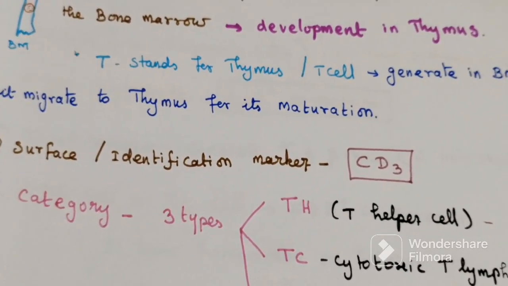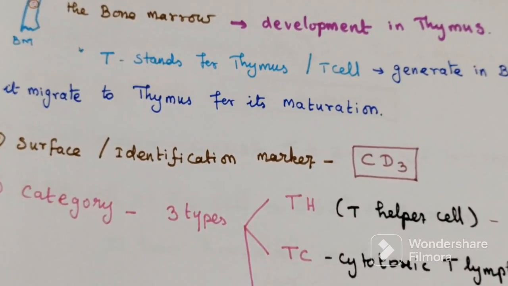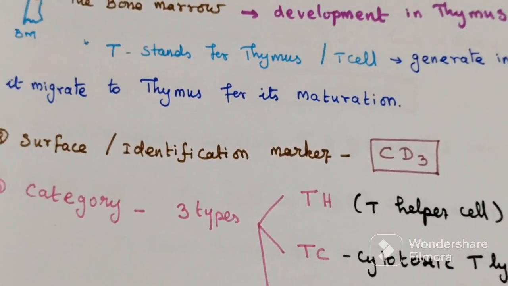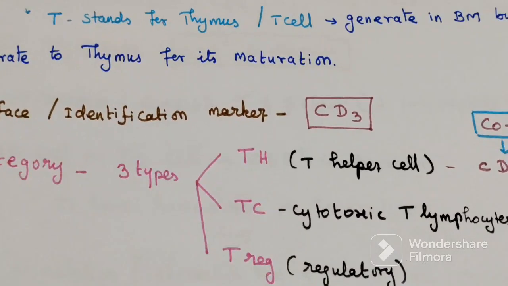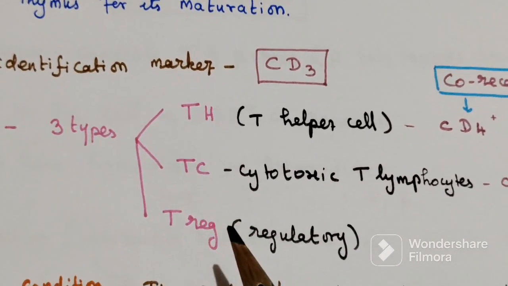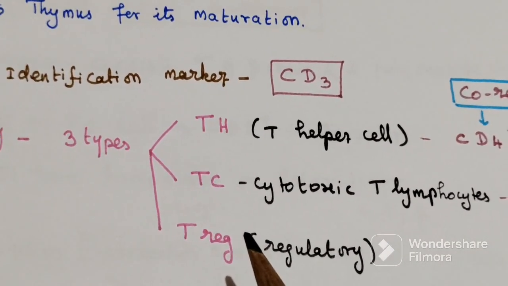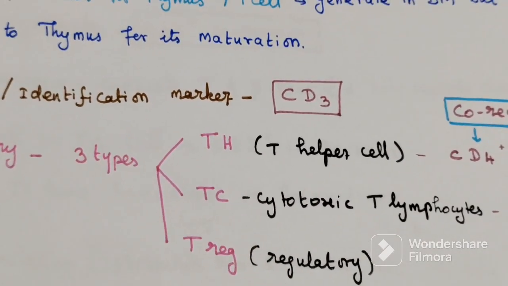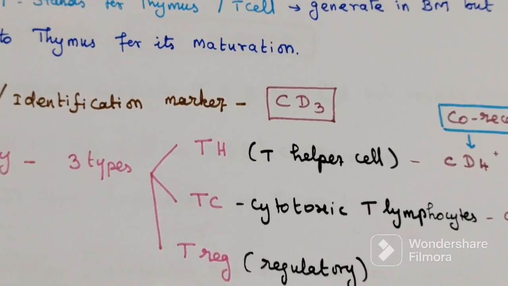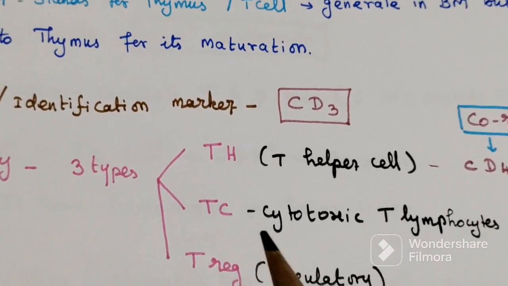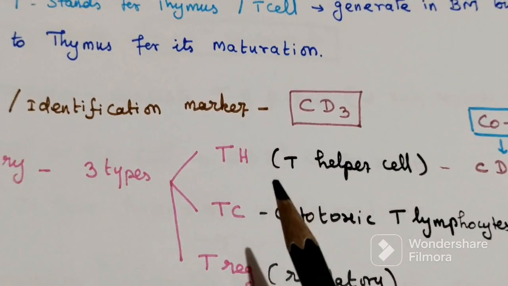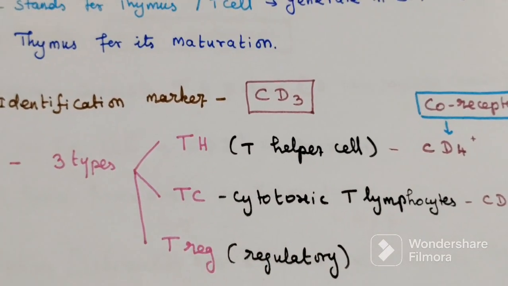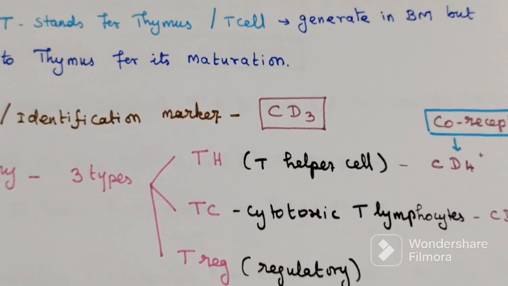If we talk about the categories, they are divided into three types. First is the T helper cell, TH cell. Second is the cytotoxic T lymphocyte, TC cell. Third is the T regulatory cell. So three categories: T helper cells, TC cytotoxic T lymphocytes, then T regulatory cells.